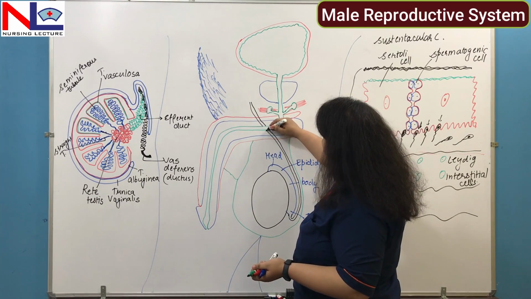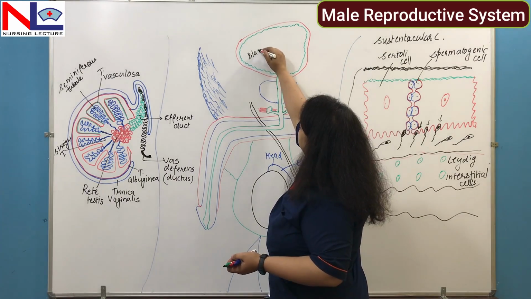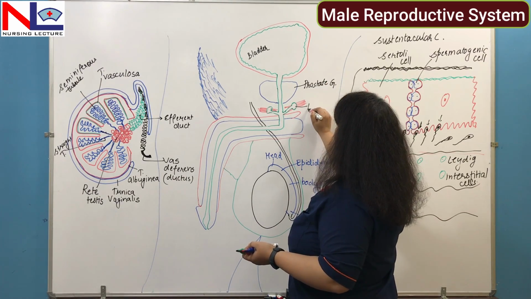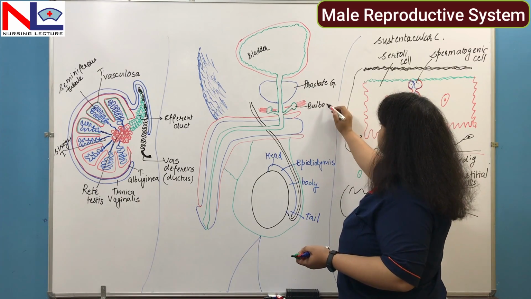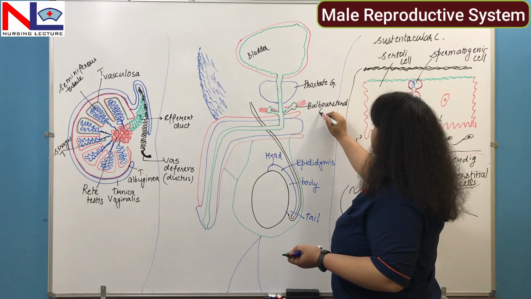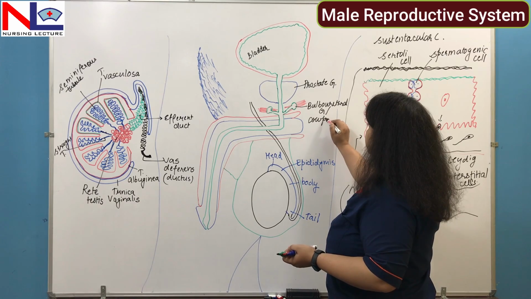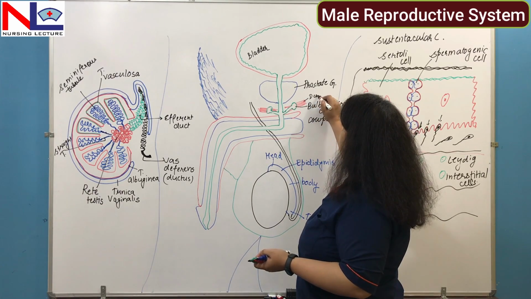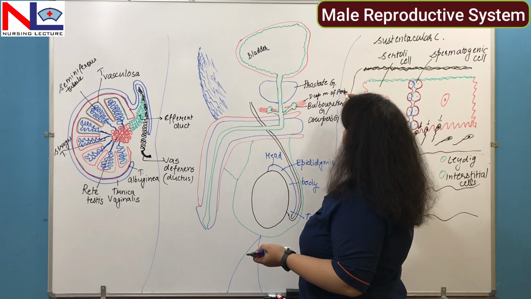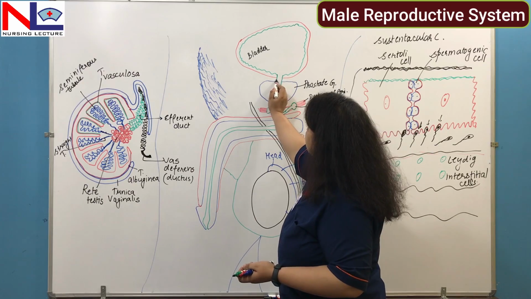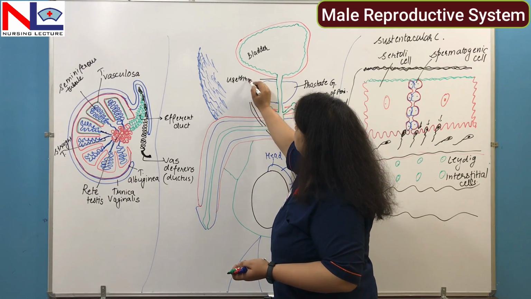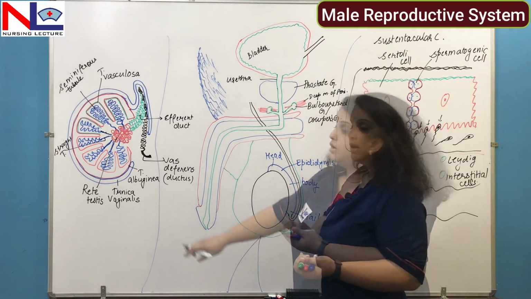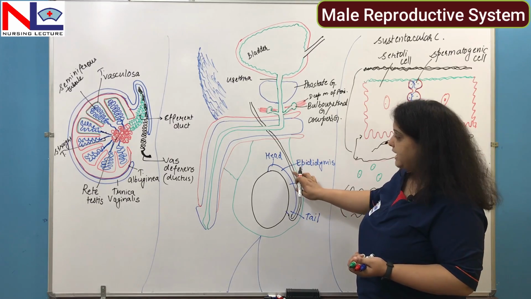So let me mention the names of all these structures. This is the bladder, prostate gland, bulbourethral gland, or it may be called Cowper's gland, and the deep muscles of the perineum, and the major duct, urethra. And here is another duct, the ureter.